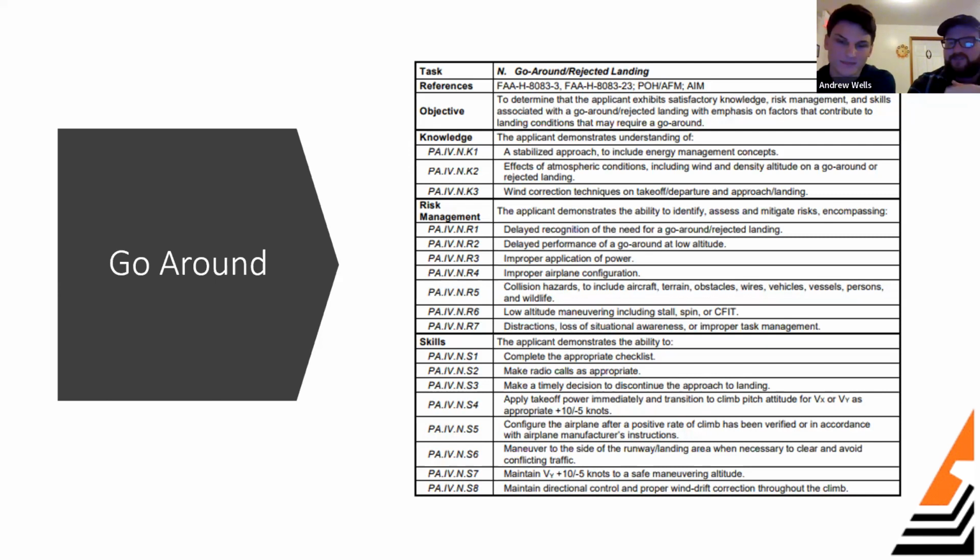Right. And then they want to see that you're transitioning to climb out at VX or VY as appropriate, and verify a positive rate of climb. Yes. So what would a positive rate of climb be? On your VSI indicator, you would see it go above 0. What if your VSI isn't working? It's not required. Your altimeter would start going up. Exactly. All right. And just maintaining VX and then VY to a safe maneuvering altitude. Yep.